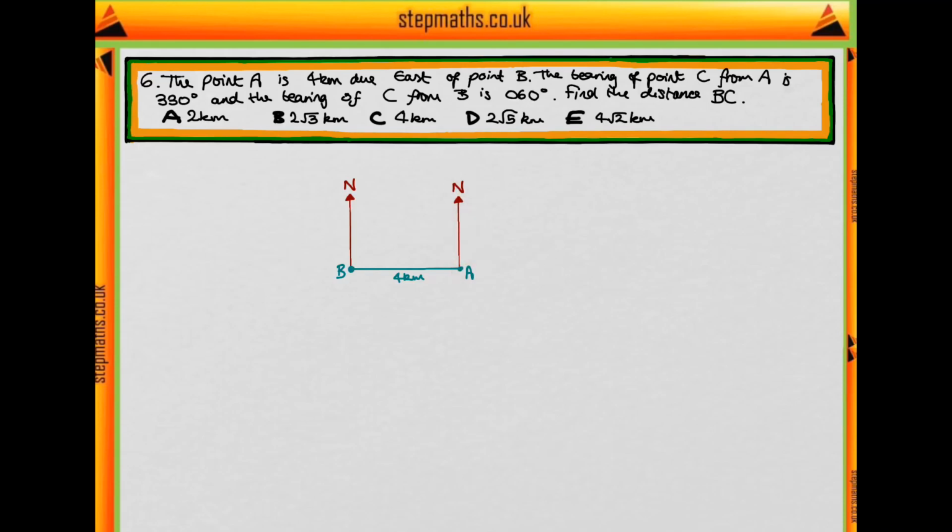So now we're going to draw on the bearings for C, so 330 degrees. And remember, we measure bearings clockwise from north, so we're going to start at north and go round clockwise 330 degrees, something like this. Similarly, with B, we have 60 degrees, so something like this. So you can imagine lines coming up here, and C is where they join in the middle. So C is somewhere up here, and we get a triangle that looks something like this.